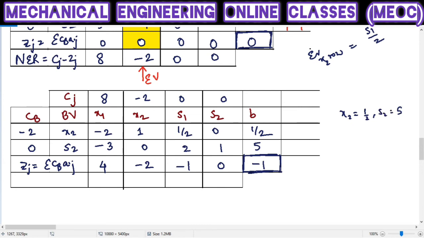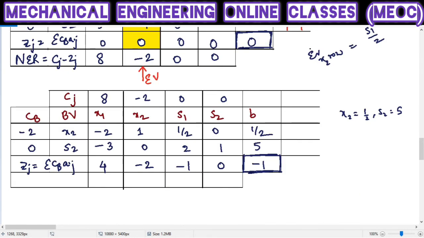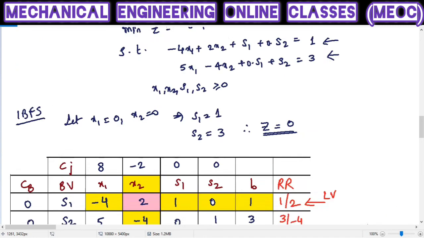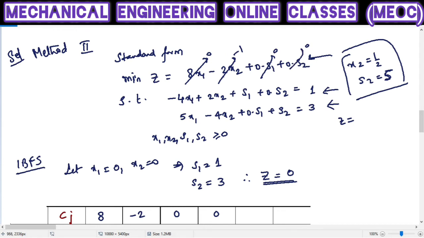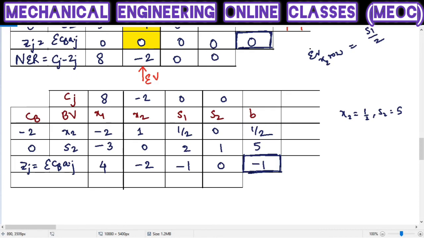If you want, we can check it back with these given constraints. Just see, x2 is equal to 1 by 2, right? x2 is equal to 1 by 2 and s2 is equal to 5. Substitute these values in z, you will get the answer for z. This is 0, this is minus 2 into half is minus 1, this is 0, this is 0. So z is equal to minus 1. So for x2 as half and s2 as 5, we have z as minus 1. We got the same here.